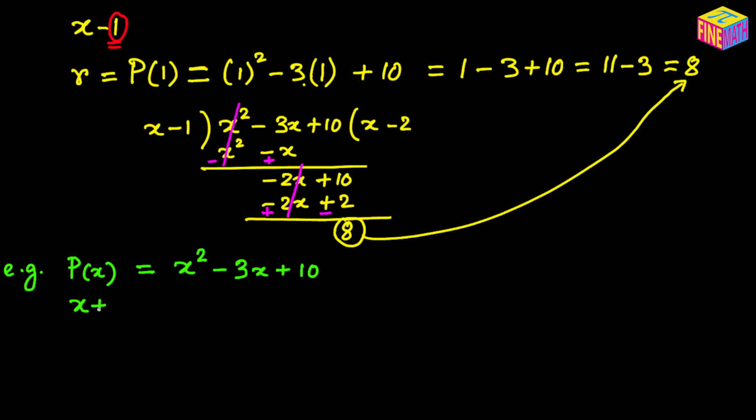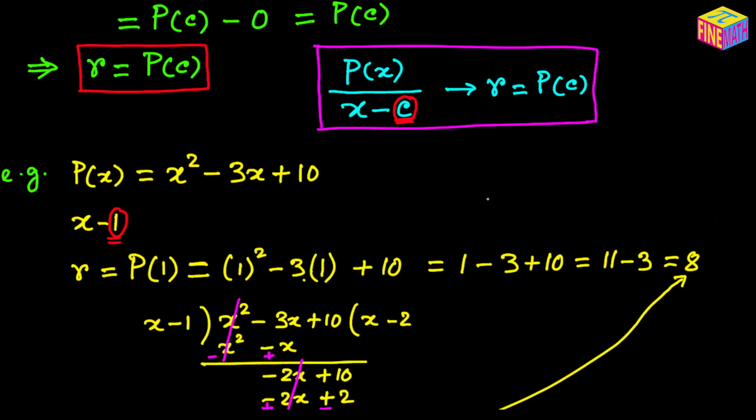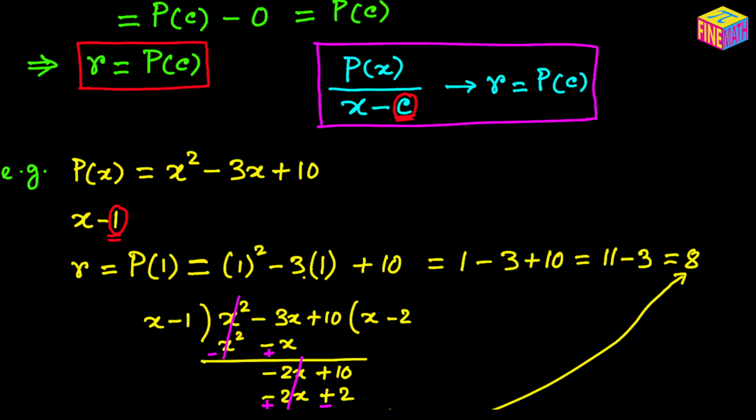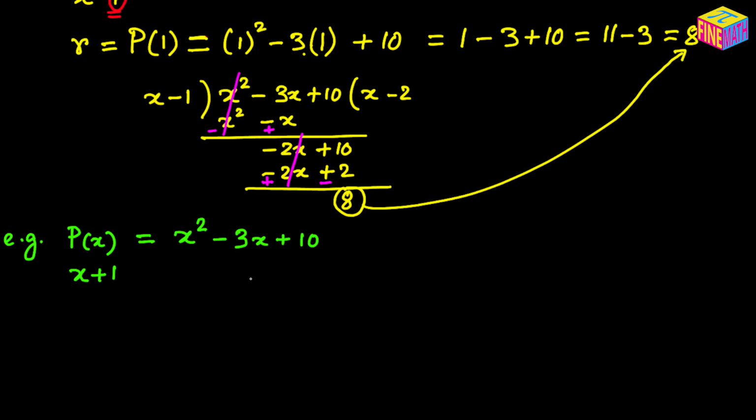So if we divide it by x plus 1, what would be the remainder? That is the question, right? Now this x plus 1 somehow needs to be converted into the form that will look like x minus c, because in our theory we have the form x minus c. So somehow we have to convert our divisor into a form like this, x minus c, and then only we can directly use the theorem, right? So let's try to convert this into that type of a form.